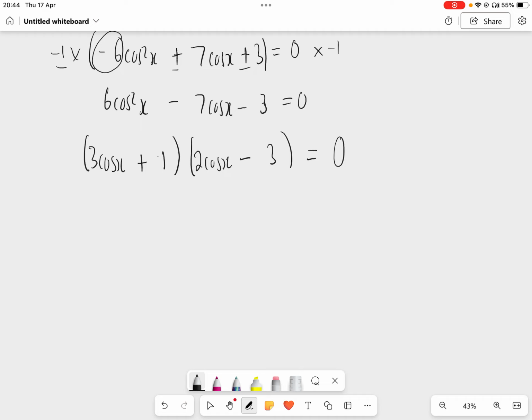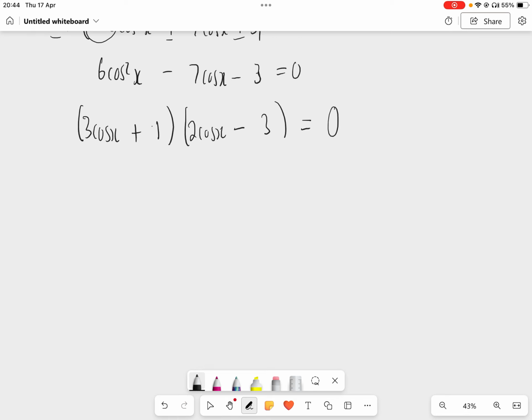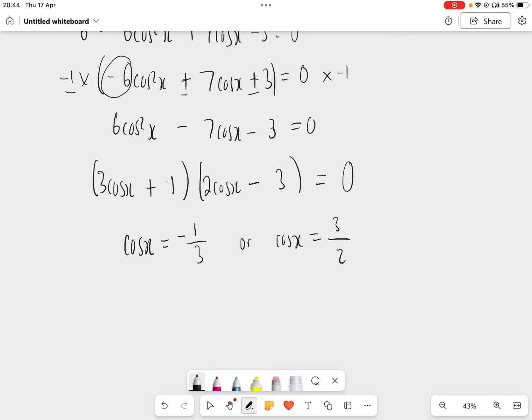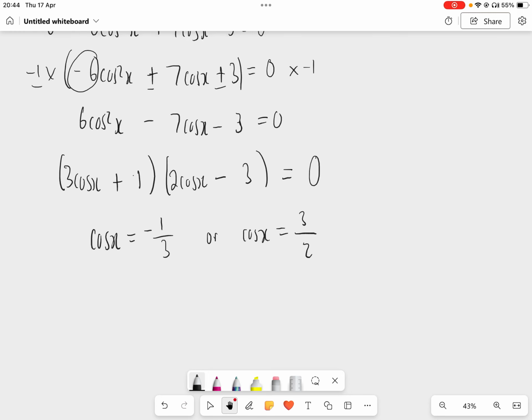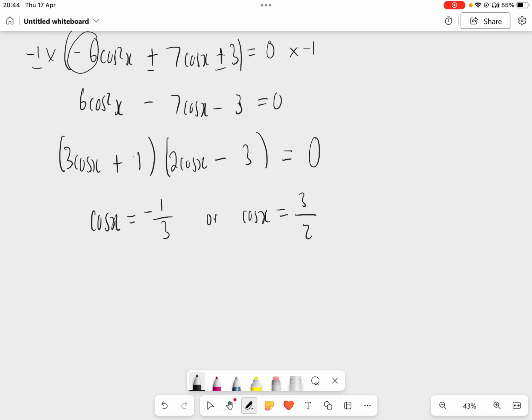You can check multiple videos on how to factorize in various places. I'm just going to keep it short here. So cos x equals negative 1 over 3, or cos x equals 3 over 2. And if you don't like to factorize, you can also use the quadratic formula. If you want me to make a video whereby I use the quadratic formula, you can type in the comment section and I'll do that for you.